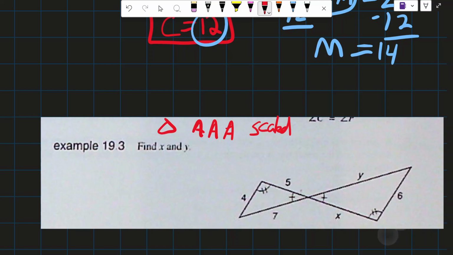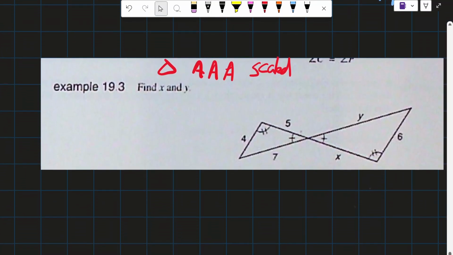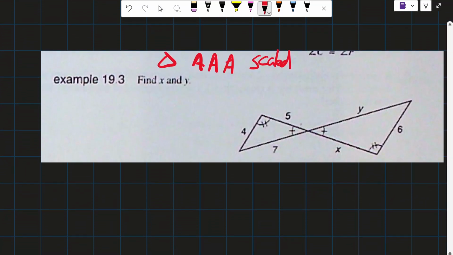So let's look at this example, 19.3. And just want you to remember that this angle has the two little slash marks through it, and this angle over here has the two slash marks. So those two angles are equal to each other. And then this guy has one slash mark, and this guy has one slash mark, right? So we could imply that if two angles are equal on two separate triangles, then the third has to be equal also, right? So I can do this one in pink. That means this guy right here is in pink also, right? Okay.